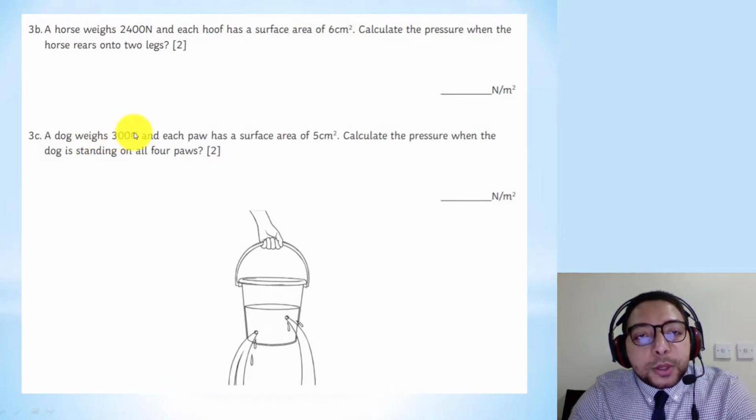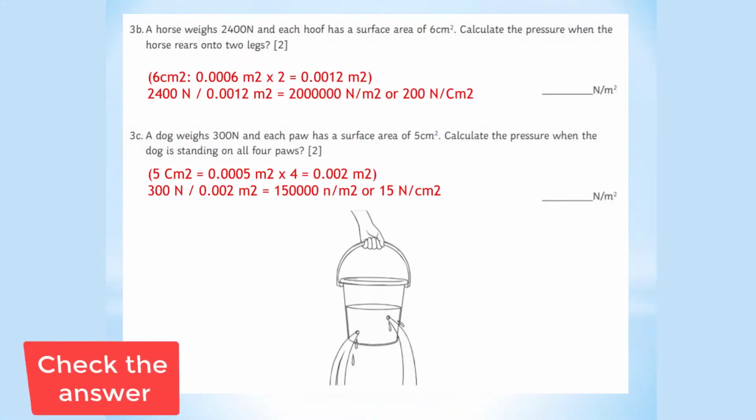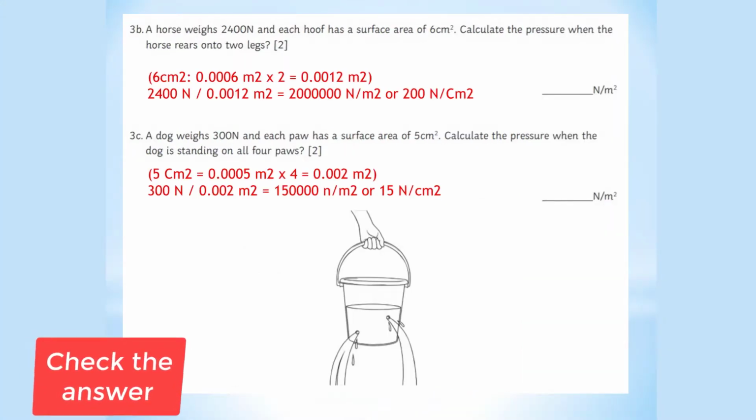A dog weighs 300 Newtons, and each paw has a surface area of 5 centimeters squared. Calculate the pressure when the dog is standing on 4 paws. So we're going to get the 5 multiplied by 4, and then we're going to take 300 divided by the 5 multiplied by 4 to give you the correct answer.